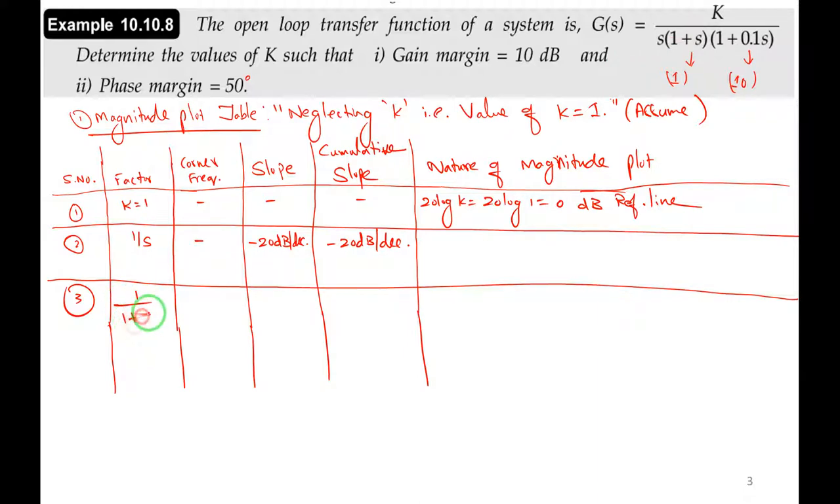1 divided by 1 plus s. So what is the corner frequency? T1 is 1 here, so omega c1 equal to 1 by t1. 1 by 1 is 1, 1 radians per second, right? If this is a simple pole, it will contribute minus 20 dB per decade. The previous cumulative slope is minus 20, and the present slope due to this factor is minus 20. Add both, minus 20 plus minus 20, so it is minus 40 dB per decade.